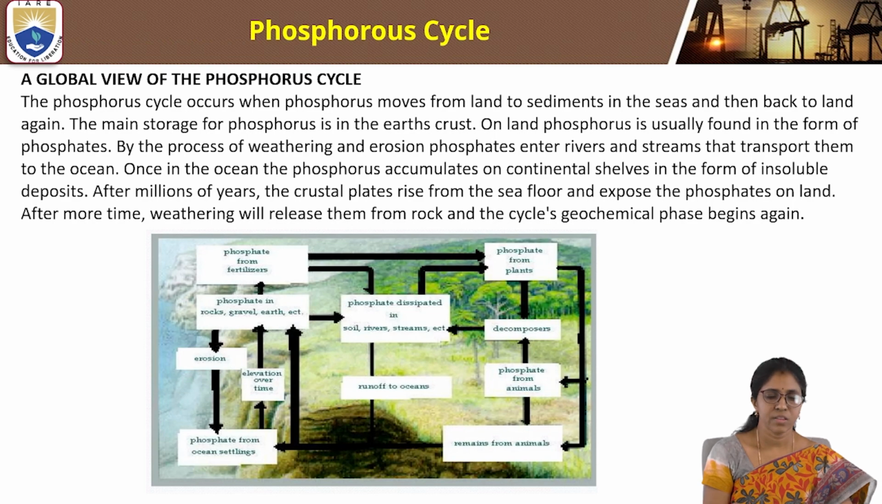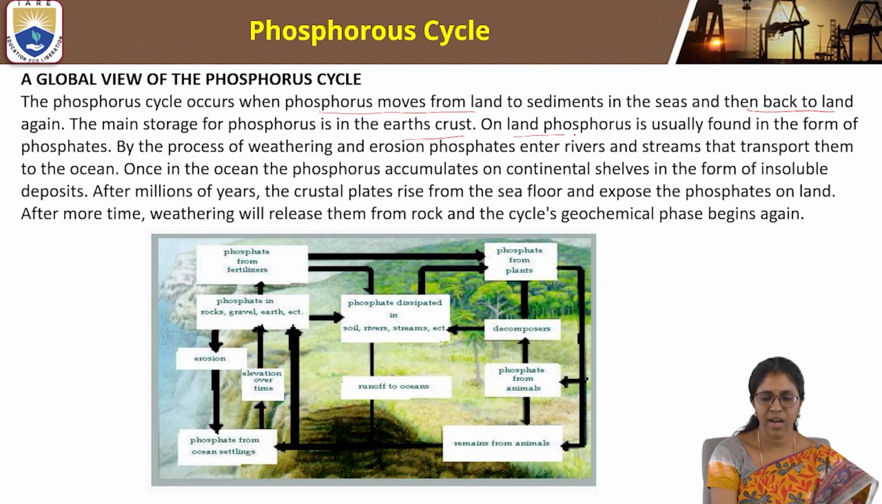Phosphorus cycle. The global view of the phosphorus cycle. The phosphorus cycle occurs when phosphorus moves from land to sediments in the seas and then back to land again. The main storage of phosphorus is in the earth's crust.